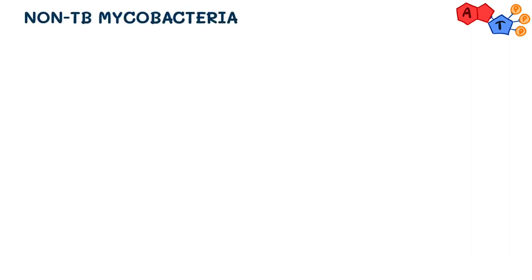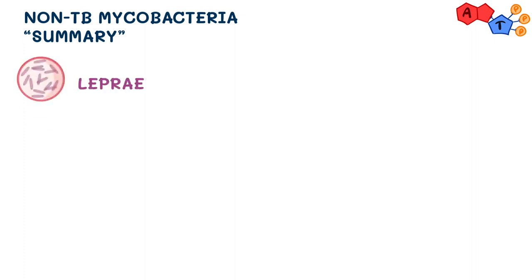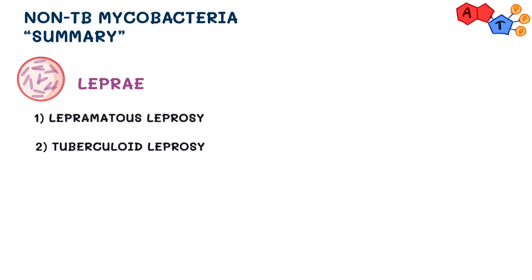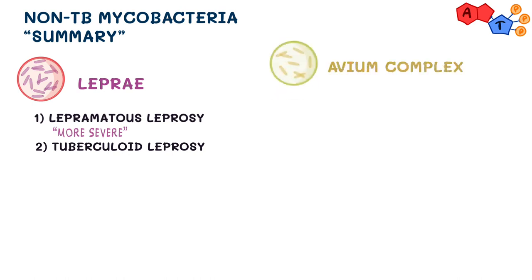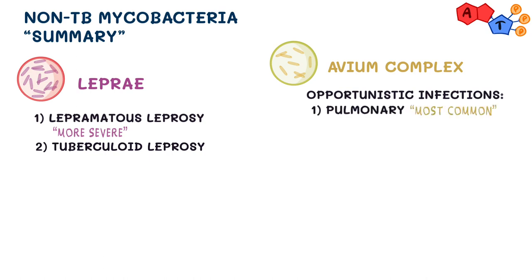We've reached the end of our video, and now let us sum up the points that we have discussed today. Mycobacterium leprae can present in two different ways: lepromatous leprosy and tuberculoid leprosy, with lepromatous being the more severe type. Mycobacterium avium complex causes opportunistic infections, which can also present in two different ways, with pulmonary presentation being the most common and the disseminated being the most lethal.